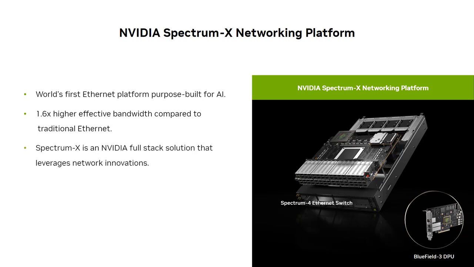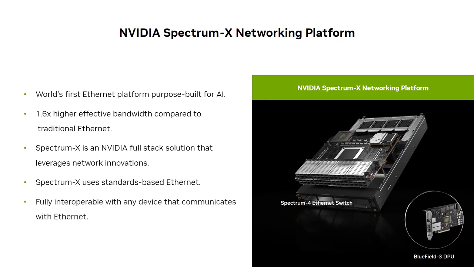Spectrum-X is an NVIDIA full-stack solution that leverages network innovations that only work with the combination of the NVIDIA Spectrum-4 Ethernet switch and NVIDIA BlueField-3 data processing units, or DPUs. The combination of the Spectrum-4 Ethernet switch and NVIDIA BlueField-3 DPUs installed on compute servers improves the standard Ethernet protocol by minimizing congestion and latency while improving bandwidth. With that said, Spectrum-X uses standards-based Ethernet and is fully interoperable with any device that communicates with Ethernet.